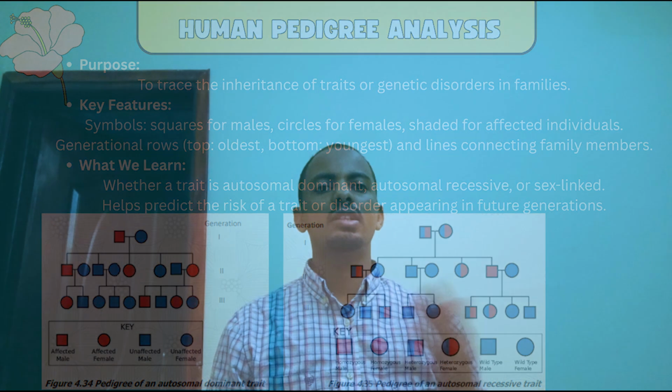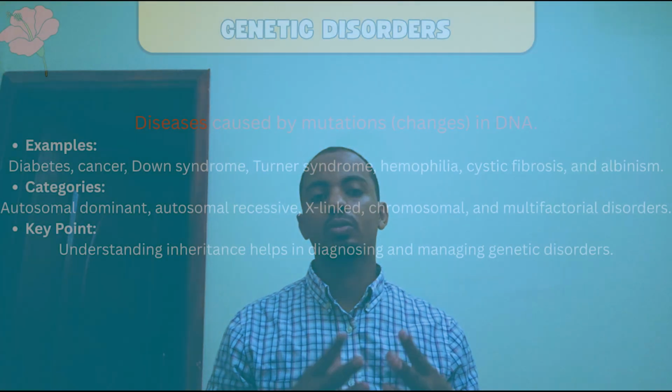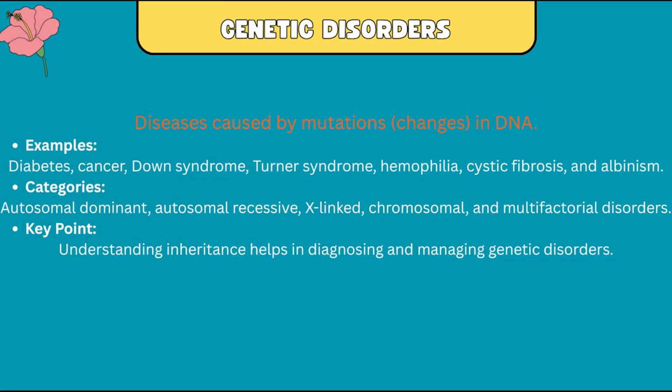Lastly, let's discuss genetic disorders. These are diseases caused by mutations in our DNA, such as diabetes, cancer, Down syndrome, and cystic fibrosis. Genetic disorders can be classified as autosomal dominant, autosomal recessive, X-linked, or multifactorial. Understanding the patterns of inheritance helps us diagnose and manage these conditions more effectively.